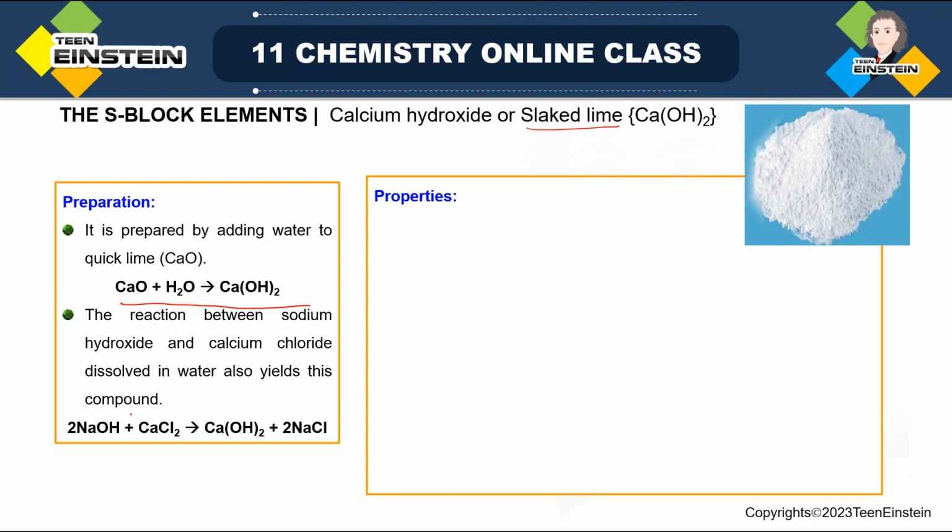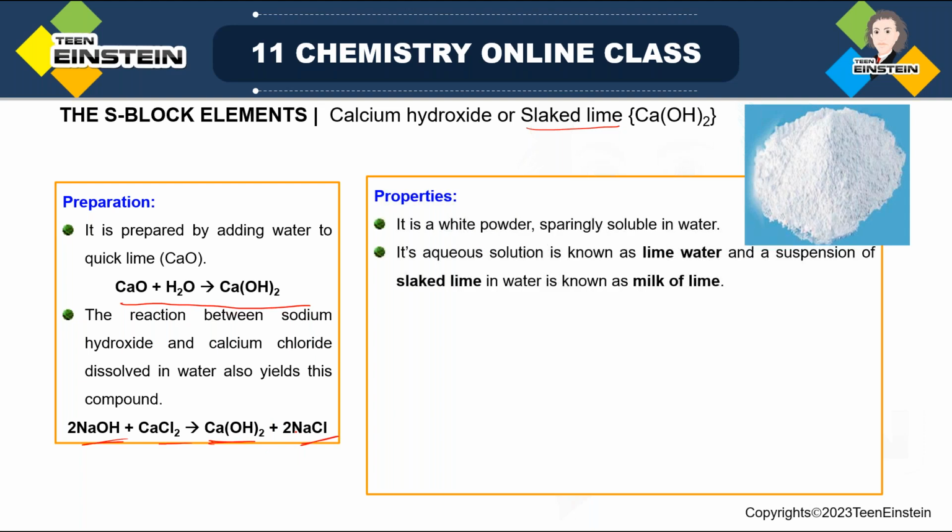Another method is, if you treat NaOH with calcium chloride in water medium, then also we can get calcium hydroxide, and sodium chloride will be the byproduct. Properties: white powder, sparingly soluble in water. So water solubility is not good.